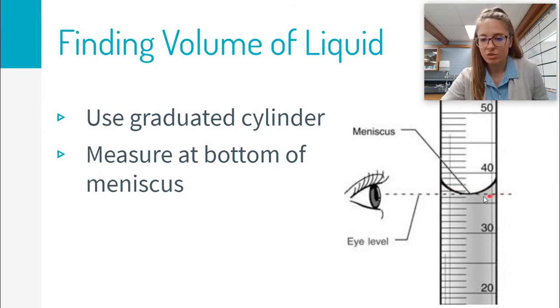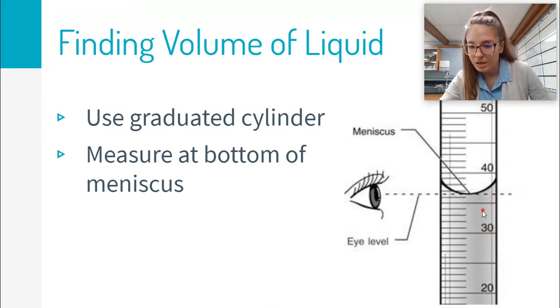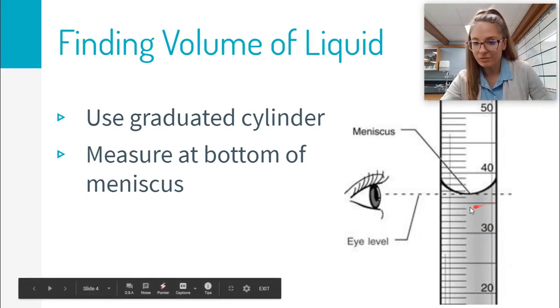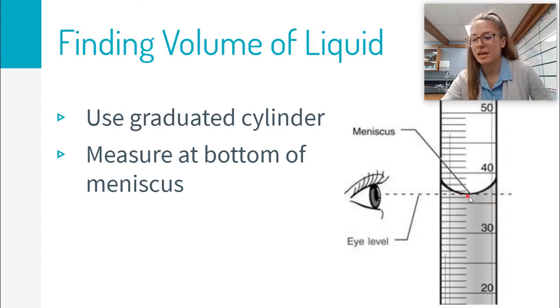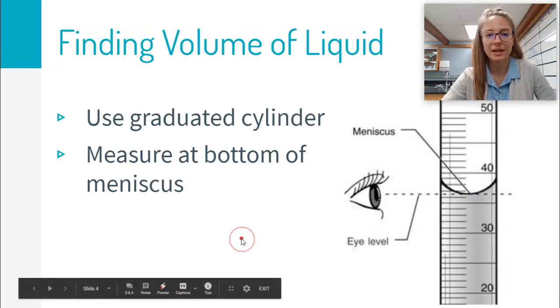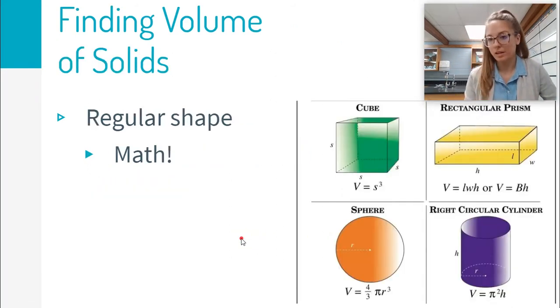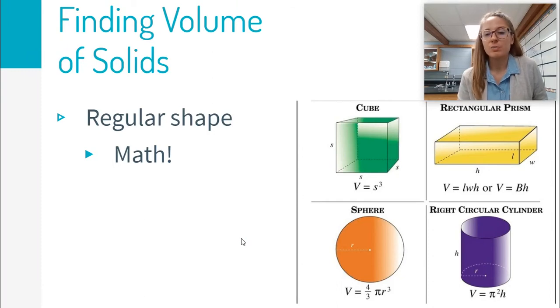So we just need to measure from the bottom of the meniscus, and that would be an accurate measurement, okay? The best way to measure at the bottom of the meniscus is to get down to eye level. Getting down to eye level ensures that you are getting as accurate a reading as possible, okay? So this watermark would be... This is 30, so this is 35. 36, about 36.5 milliliters.